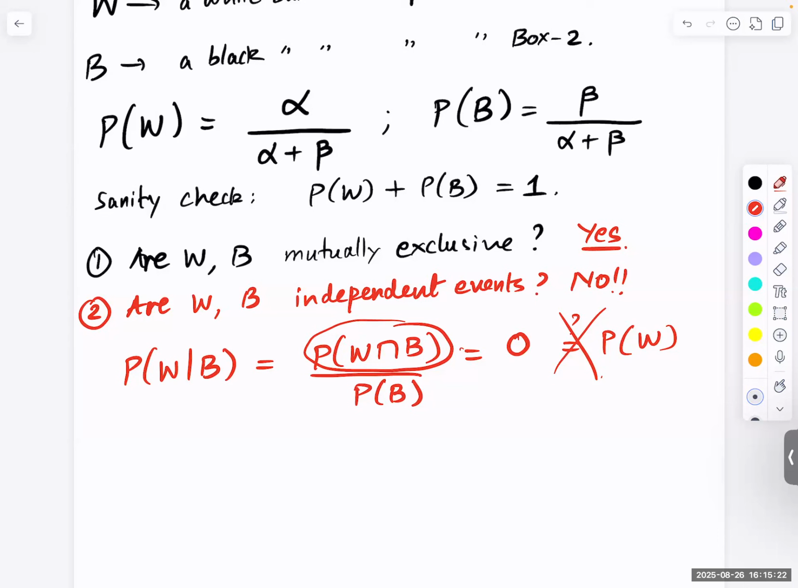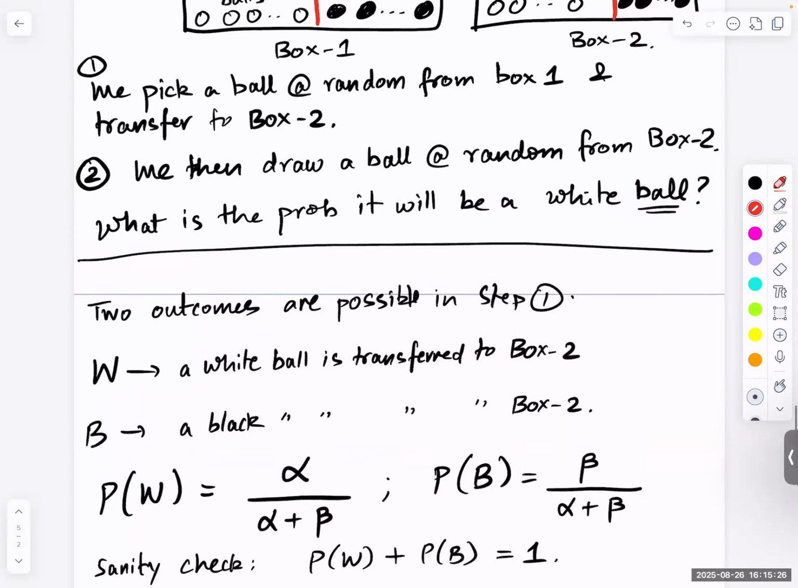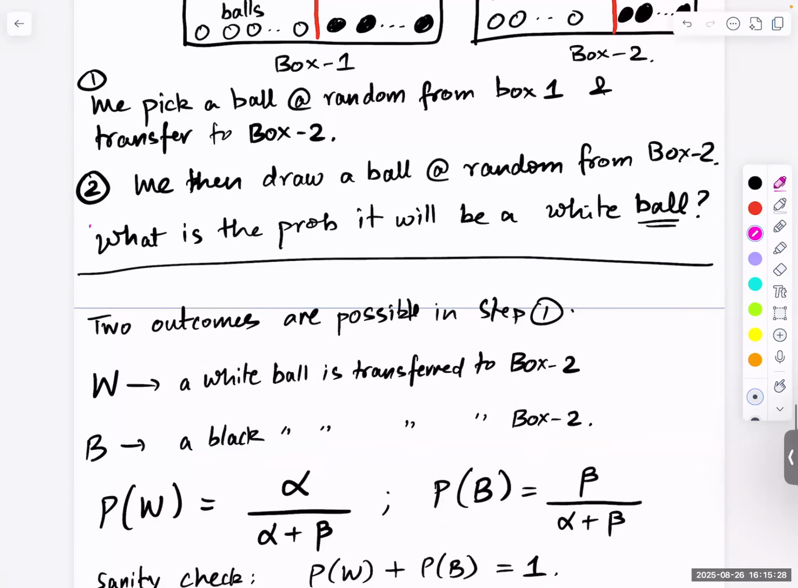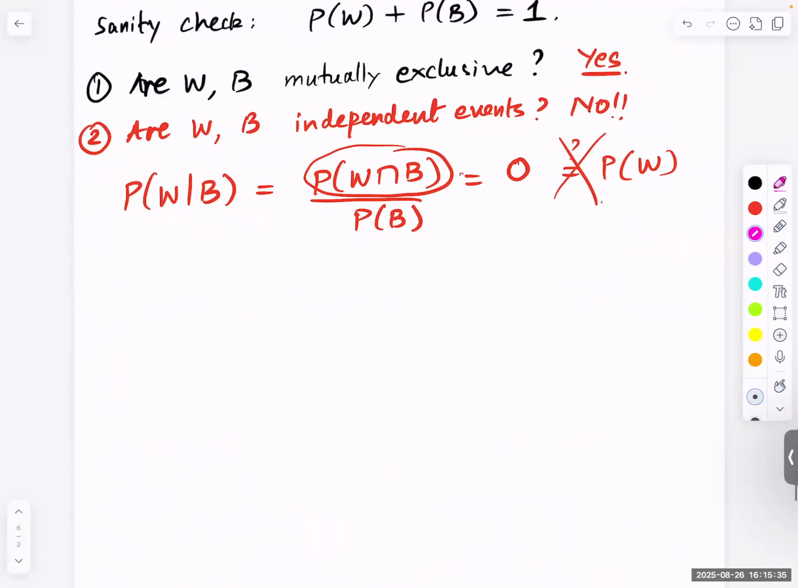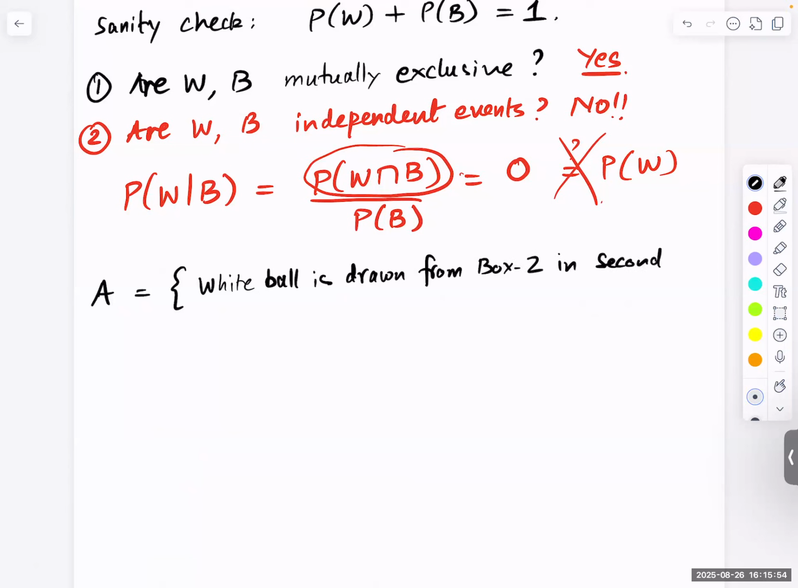Now let's come back to our example. Remember, we were interested in computing the probability in the second step. When we pick a ball from box 2, what's the probability it'll be white? Let's again give it a name. Let's call it event A. Event A is a white ball is drawn from box 2 in the second step.